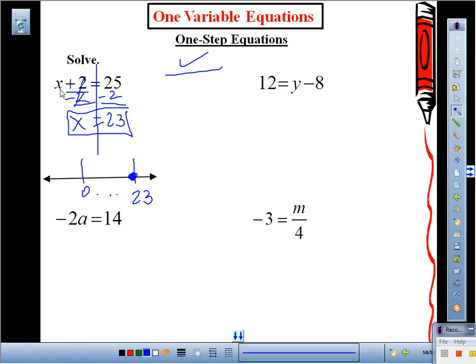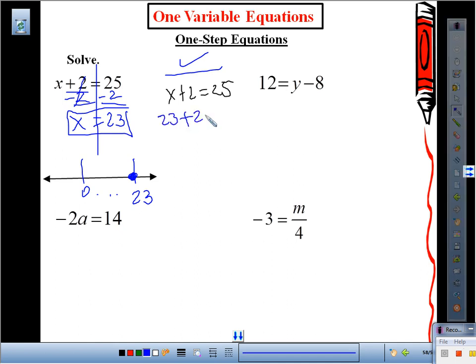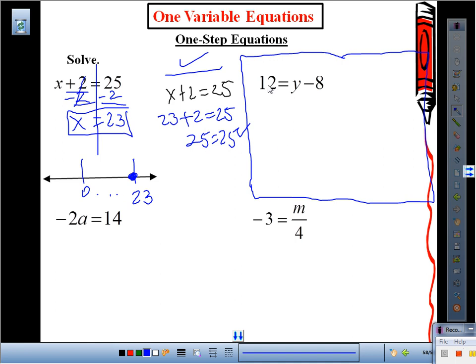And lastly, we're going to do what? Check. So how do we check? We take the original equation, x plus 2 equals 25. And instead of writing x, what do we write, everyone? 23, plus 2 equals 25. So is 25 equal to 25? Yes. That's the whole process. Therefore, I want you to copy this one and do that one using the whole process. 12 equals y minus 8. Copy that and go.